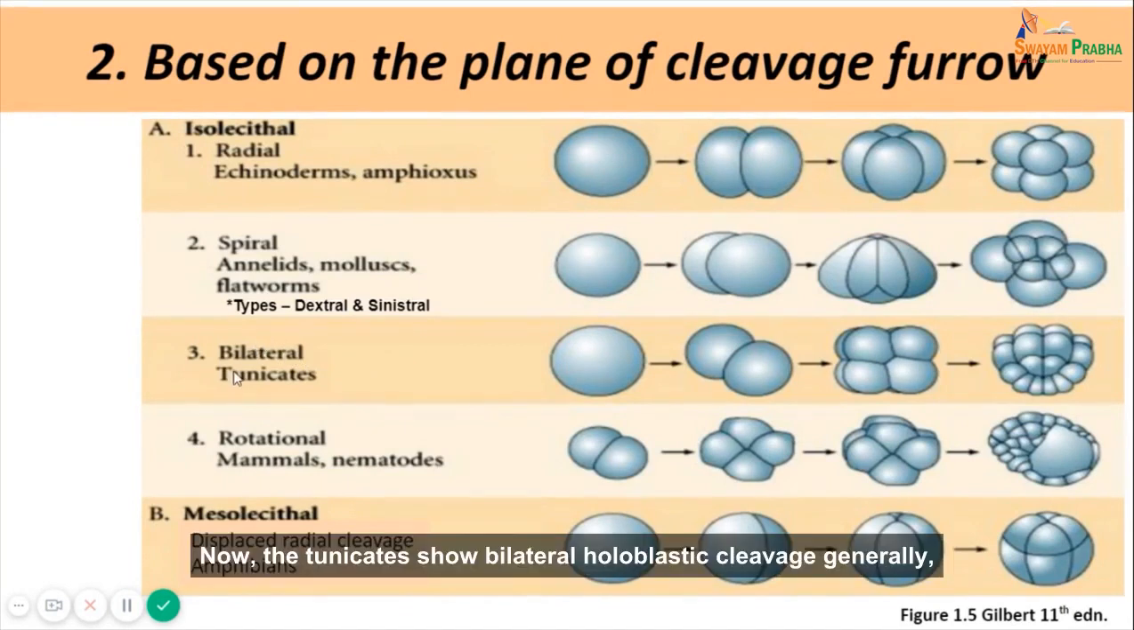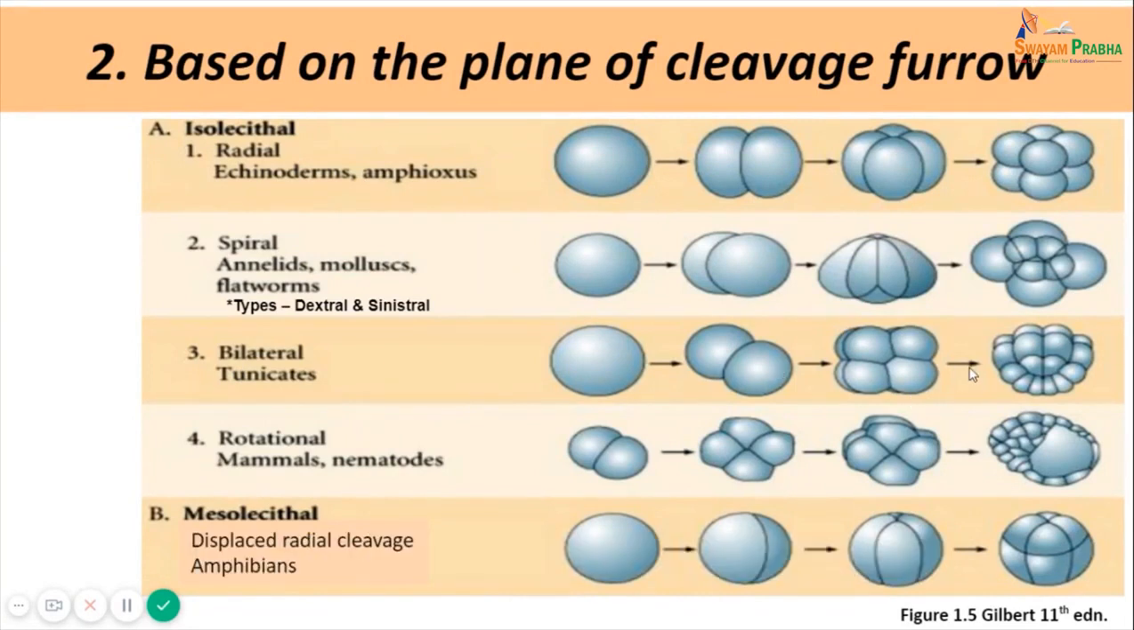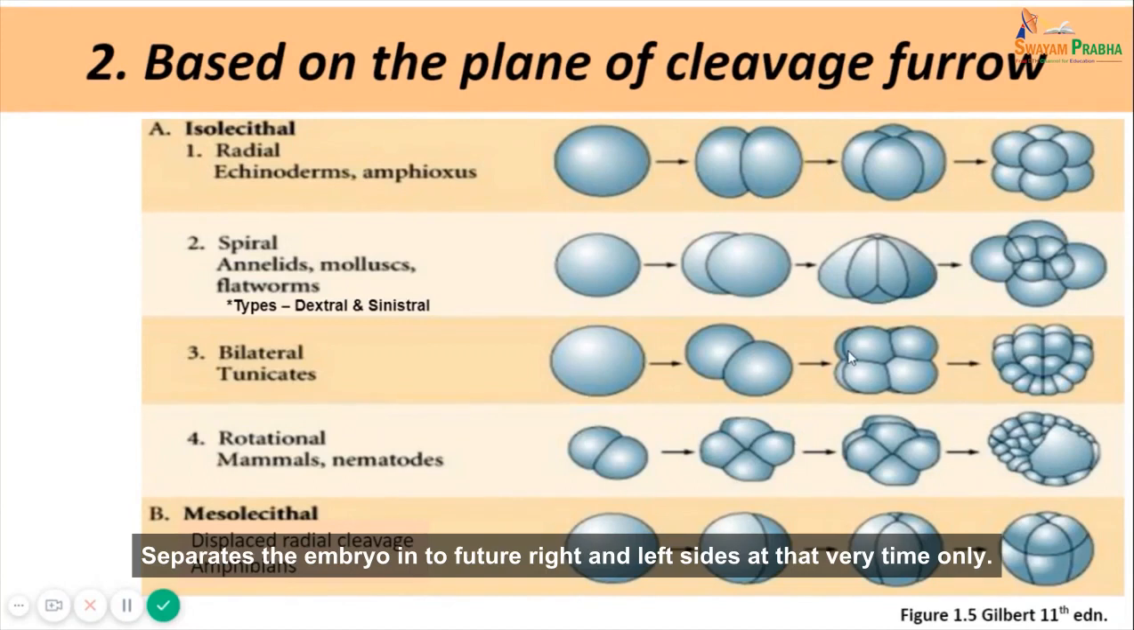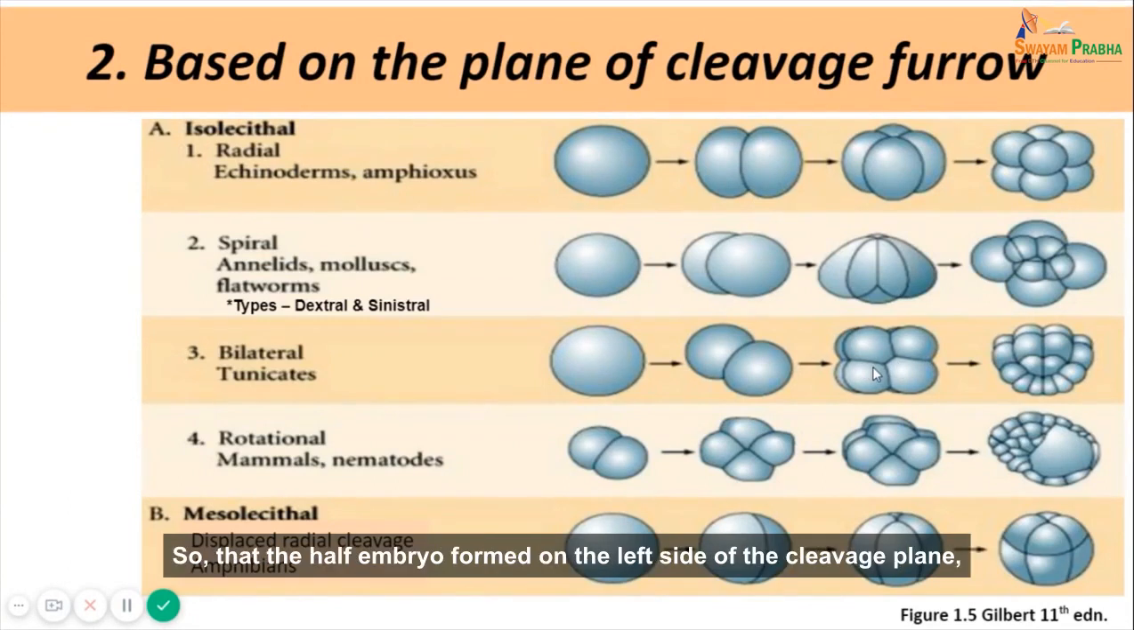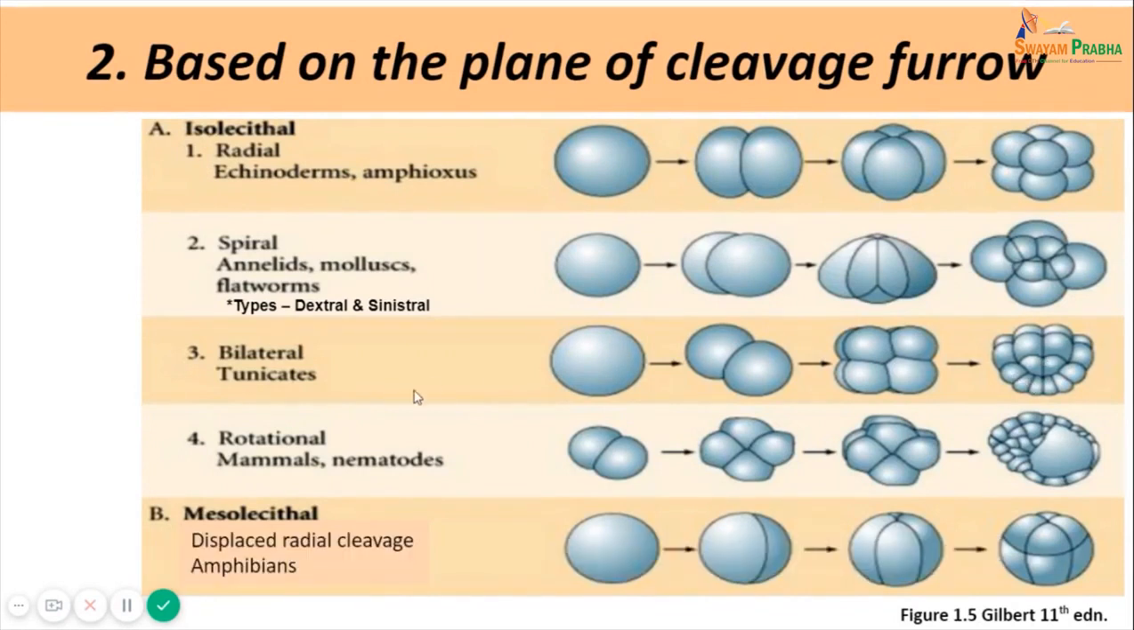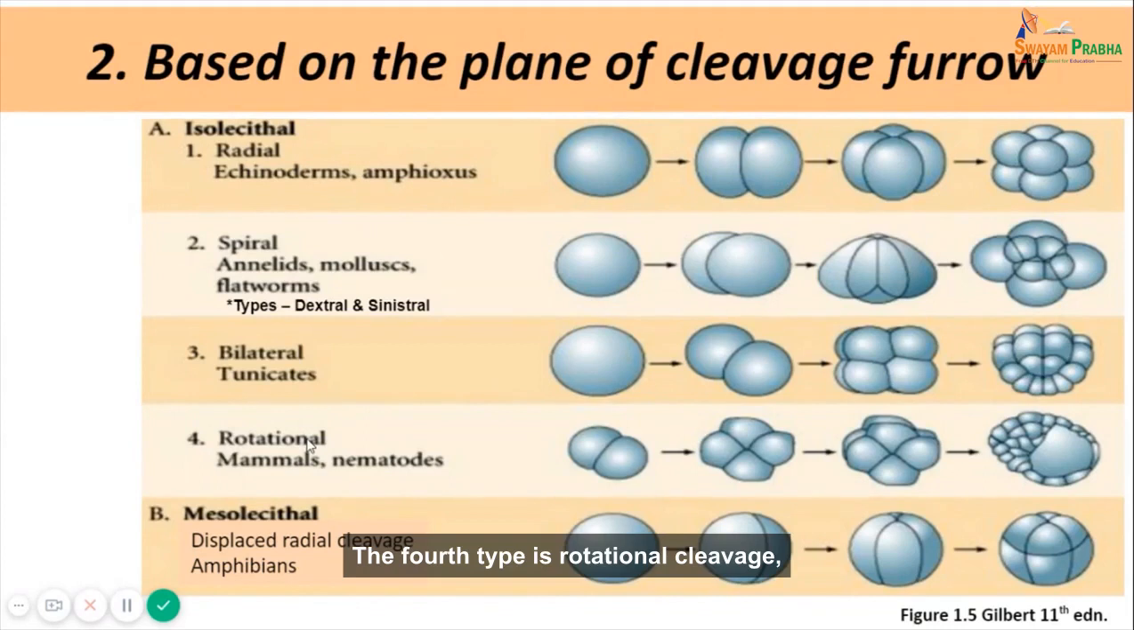The third type of holoblastic cleavage is the bilateral cleavage. Now, the tunicates show bilateral holoblastic cleavage generally, which has the characteristic feature that the first cleavage plane establishes the plane of symmetry in the embryo, and separates the embryo into future right and left sides at that very time only. Further, each successive division will be oriented to this plane of symmetry so that the half embryo formed on the left side of the cleavage plane will be exactly the mirror image of the half embryo formed on the right side.